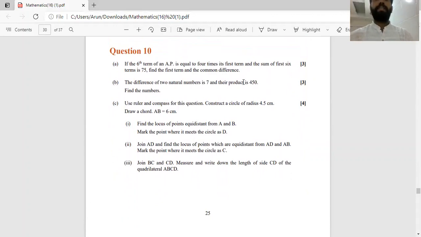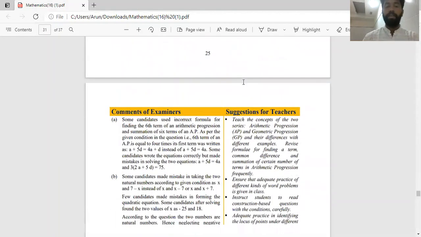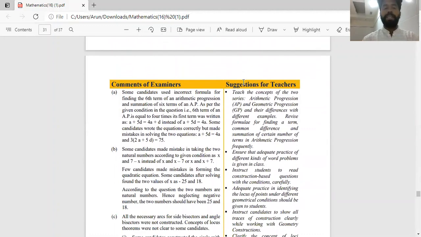Next, it's a question of arithmetic progression. The sixth term has been given to you, and one more relation has been given. You need to find the first term and the common difference. So a few mistakes that the students made in this was, some candidates used incorrect formula for finding the sixth term of an arithmetic progression and summation of six terms of an AP. So T6 and S6 find करने के लिए, many of the candidates, they use the incorrect formula. So you have to keep that in mind.